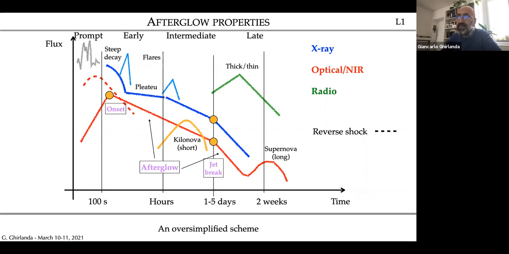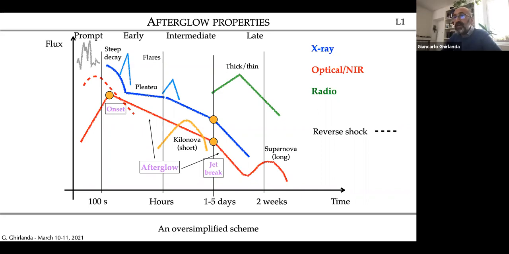In the optical band, you typically have a rising phase, and it happens to show a peak, which is called the onset of the afterglow. In the X-ray, typically you have a steep decay, followed by a nearly constant luminosity phase, which is called plateau. In the X-rays, in this phase, you can also have the superposition of bright flares, whose origin is possibly related to late time activities of the central engine.